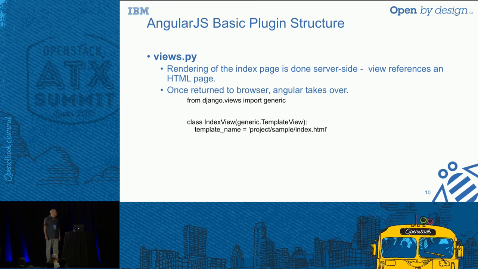So views.py is the thing that's referenced by the URLs, and it's pointing into our project sample index.html. As we take a look inside, we're going to find that that's actually still a Django template. All of the Horizon Angular code inherits from this Django template to have appropriate places for the Angular code to plug in.